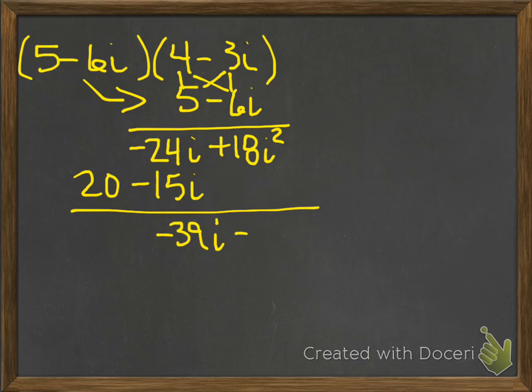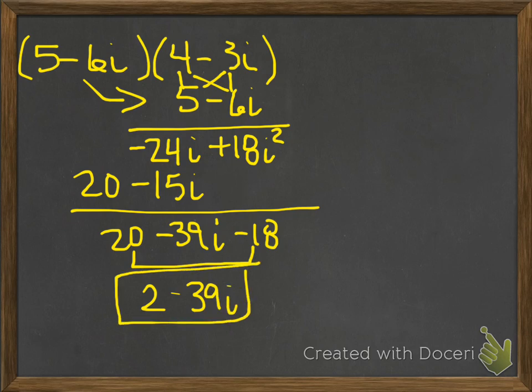which all that does is change the sign. Every time you see an i squared, you'll drop it and change the sign of that number. So you got minus 18, and I've got a 20. 20 minus 18 is 2. So my final answer should be 2 minus 39i. Practice with those, and that should get pretty easy.